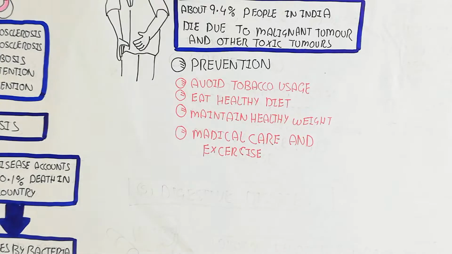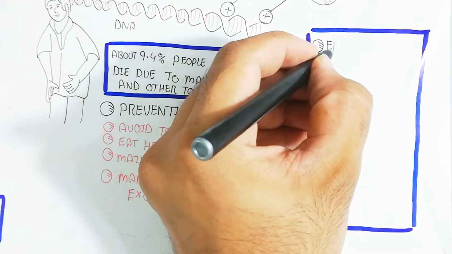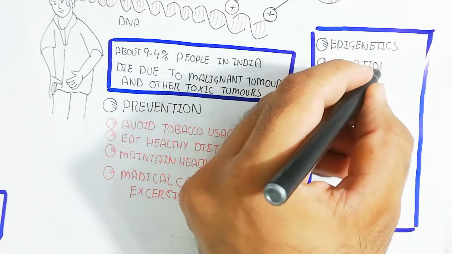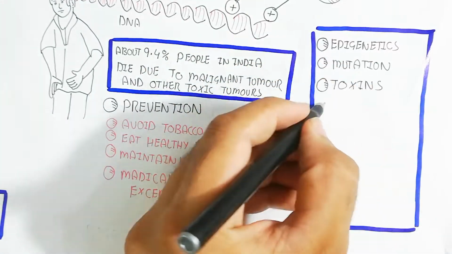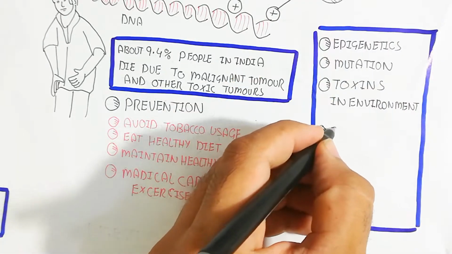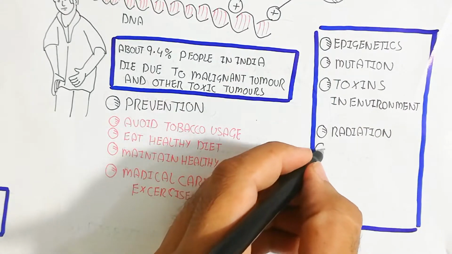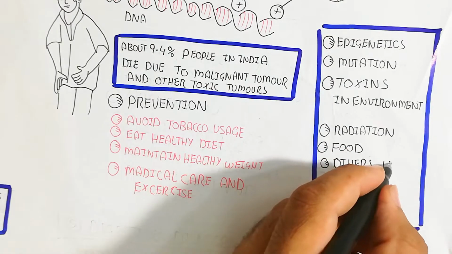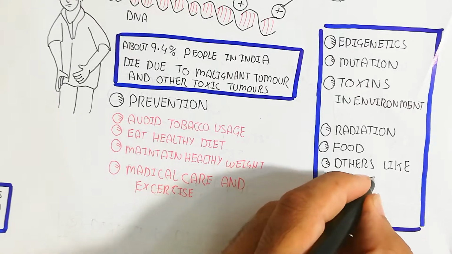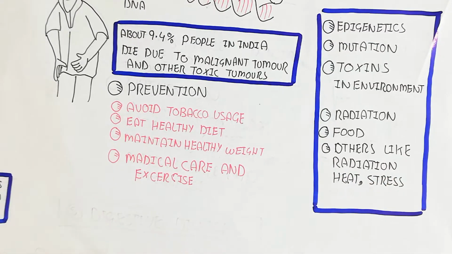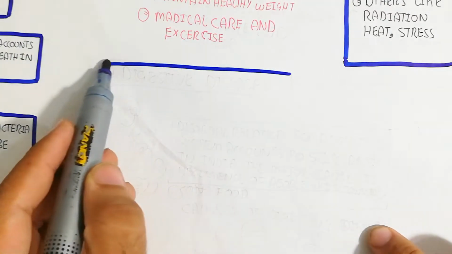So let's begin to understand in detail the epigenetics, mutation and toxins in the environment, and radiation. The radiation can be of different types, ultraviolet radiation or other radiation, food and others like heat, stress, radiation and high temperature, and there are several things.